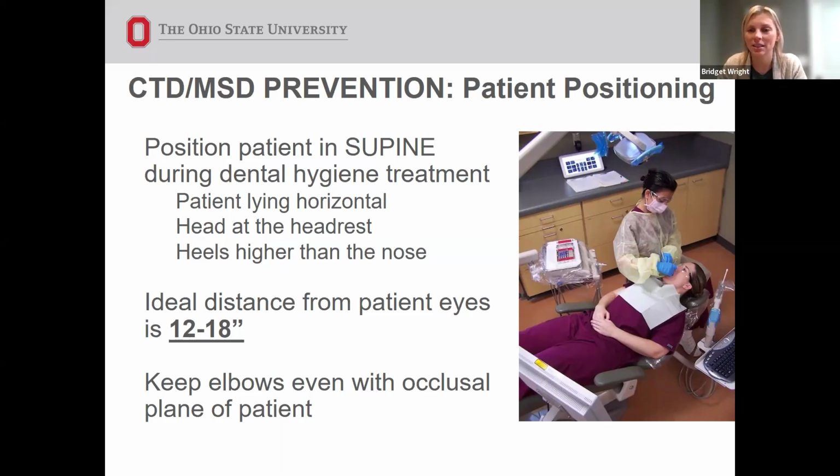The ideal distance from you looking down at your patient, so the space between your heads, would be like a foot, foot and a half, so 12 to 18 inches. And when you're sitting there next to your patient, your elbow should be in line with their occlusal plane. And that's kind of telling you how high you want the base of the chair to be.